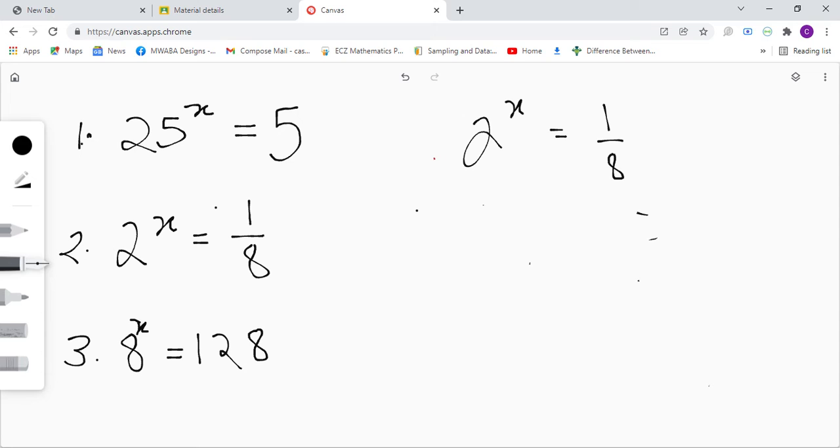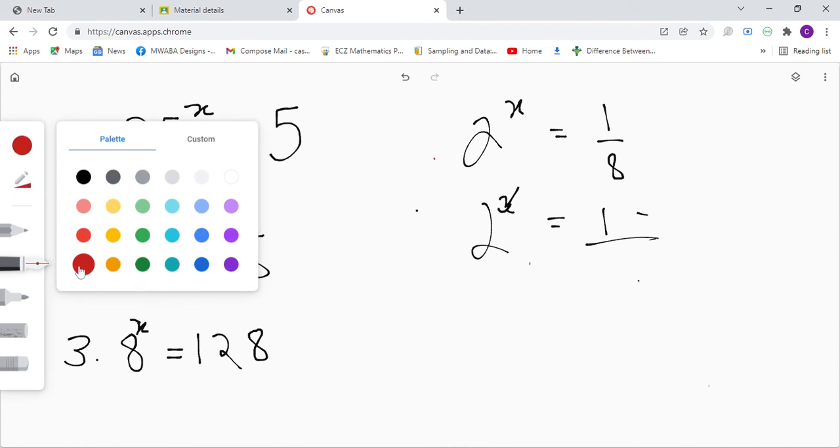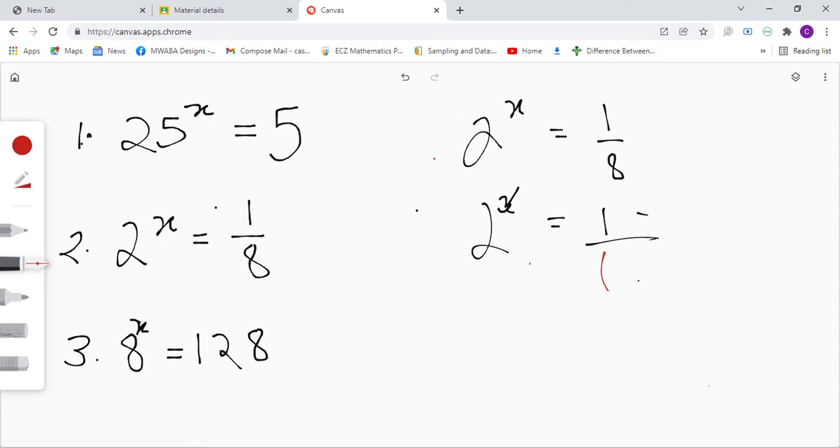All right, so we're going to say 2 to the power x equals, so in this case, we want to make our base 2. So remember, 8 is the same as 2 to the power 3. All right, 2 to the power 3 gives you 8.